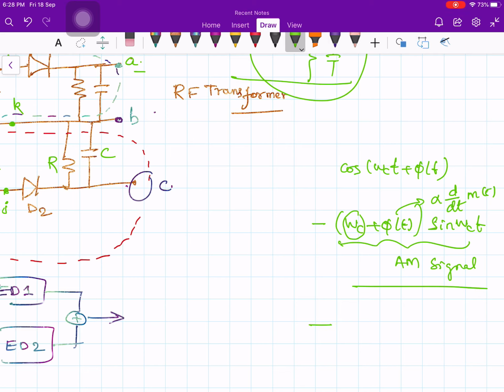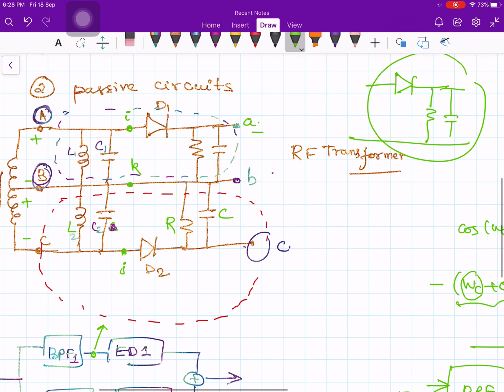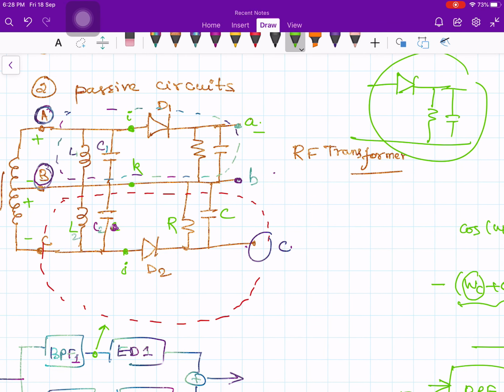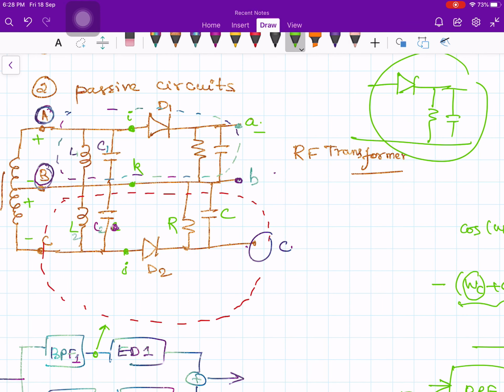Therefore the input to your band pass filter is a frequency modulated signal, and the output of your band pass filter is an AM signal. Once you have an AM signal, then give it to the envelope detector. That's what is happening here. So between I and K I have an amplitude modulated signal. Between K and J I have another amplitude modulated signal. Therefore I have two amplitude modulated signals here.